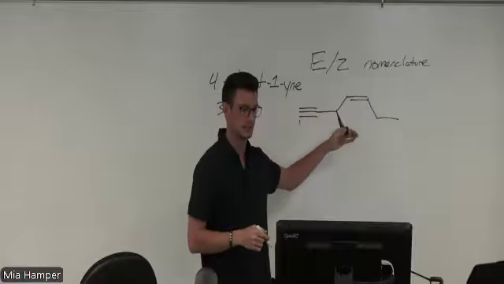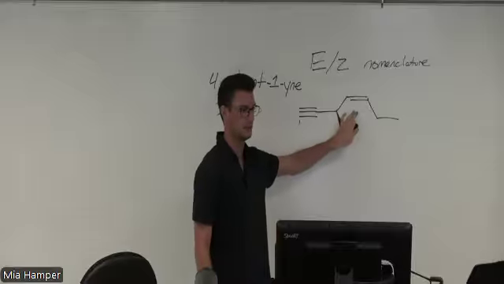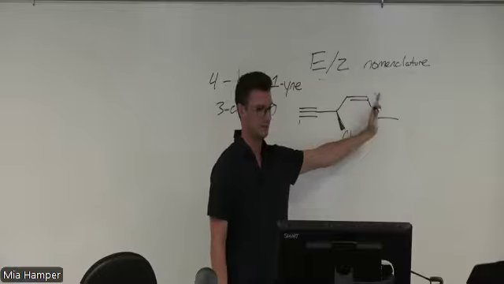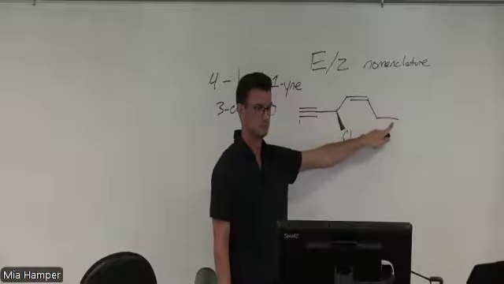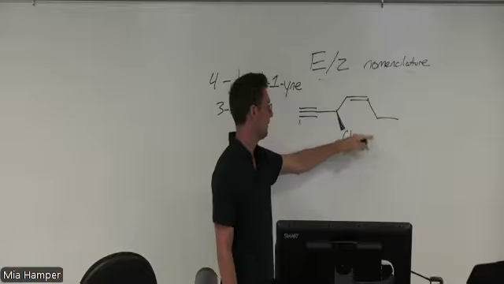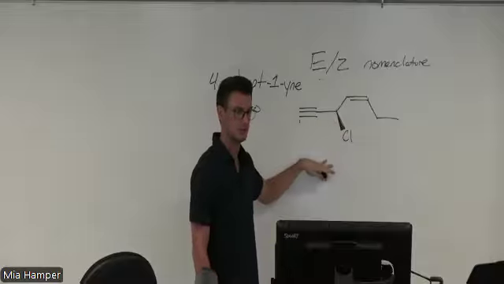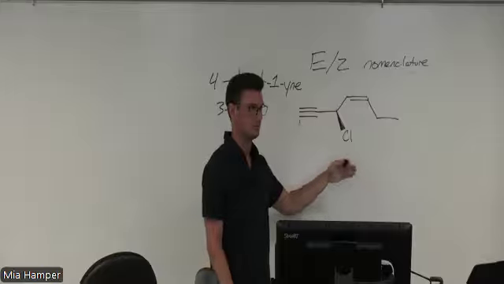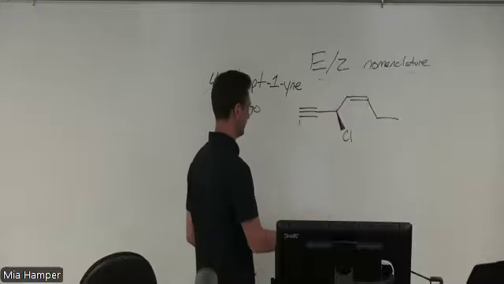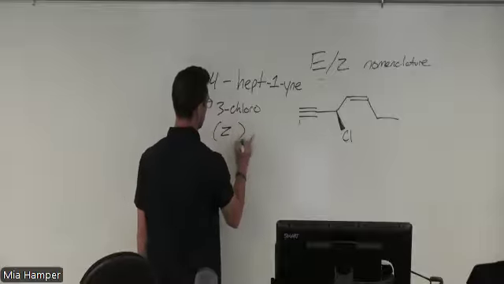All right, so we got to assign this an E or a Z. If we're looking at this double bond, on the right-hand side we have this ethyl group coming downwards off of the double bond, and we have this other big group coming downwards. So it's not E, it's going to be Z, for the same side of the double bond. So this is also going to be Z.